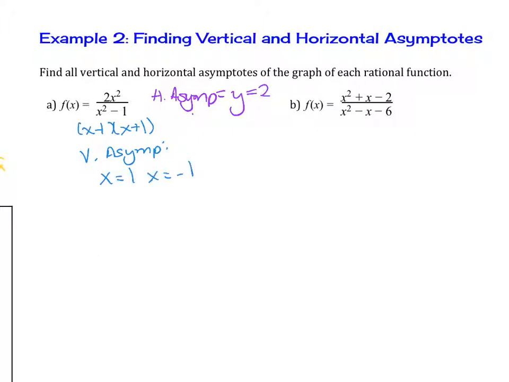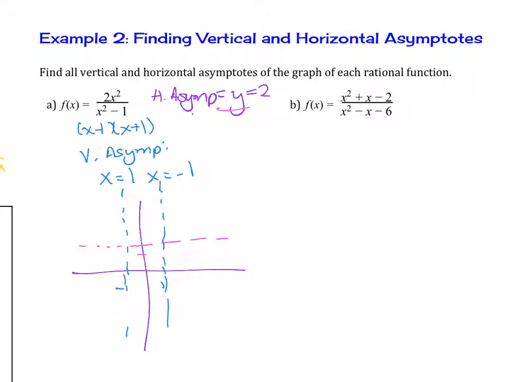Now just to get a visual of what this looks like, we have a horizontal asymptote at y equals 2, so it would be this. Then our vertical asymptotes would be at 1 and negative 1. And so it would look like this.